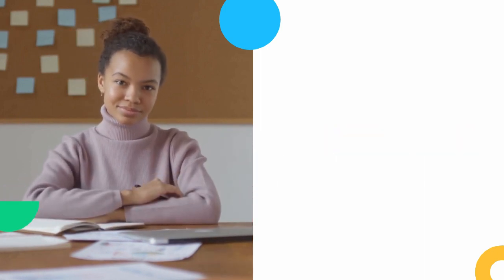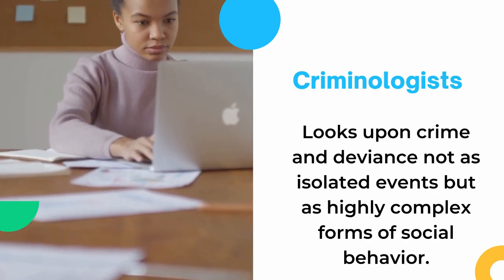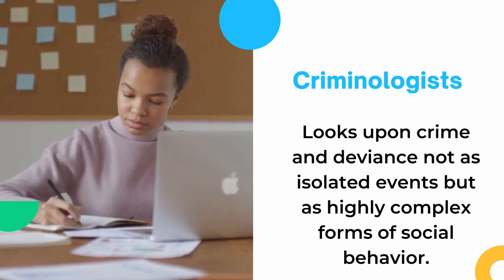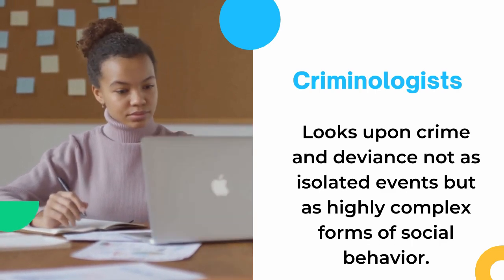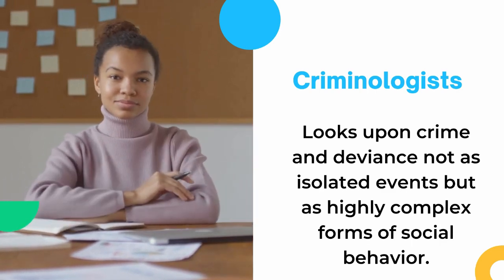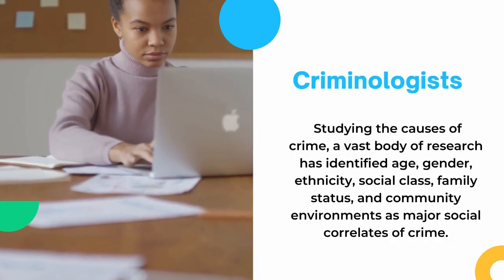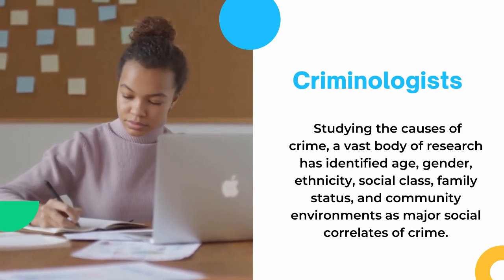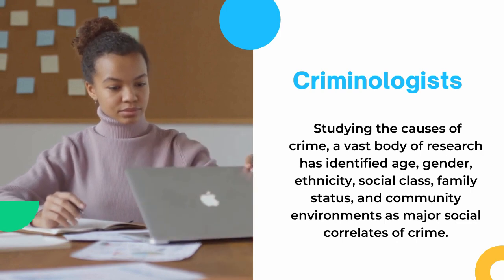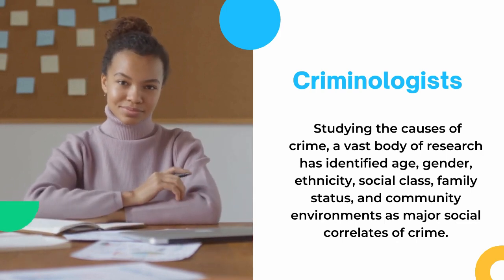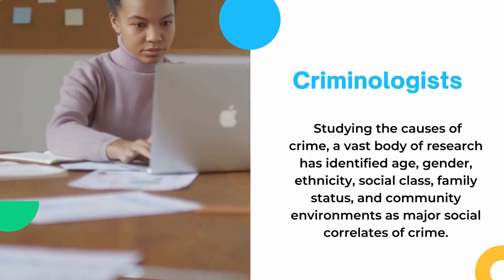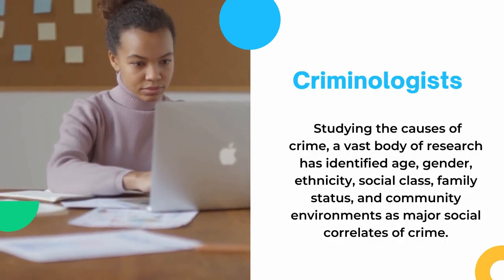Criminological analysis looks upon crime and deviance not as isolated events but as highly complex forms of social behavior. To fully understand the meaning of deviance and crime, the discipline goes beyond the legal definitions of crime and examines the total social context within which deviance and lawlessness arise. In the process of studying the causes of crime, a vast body of research has identified age, gender, ethnicity, social class, family status, and community environments as major social correlates of crime.